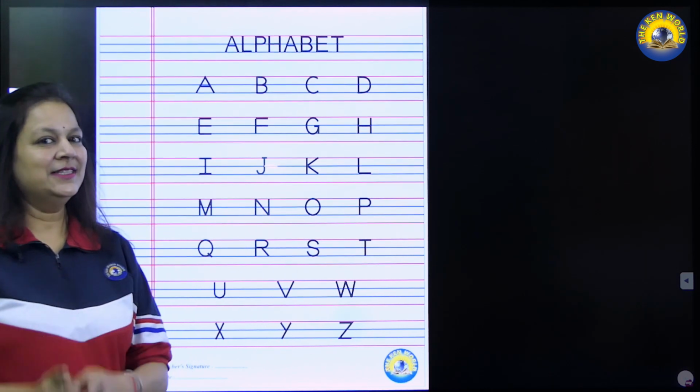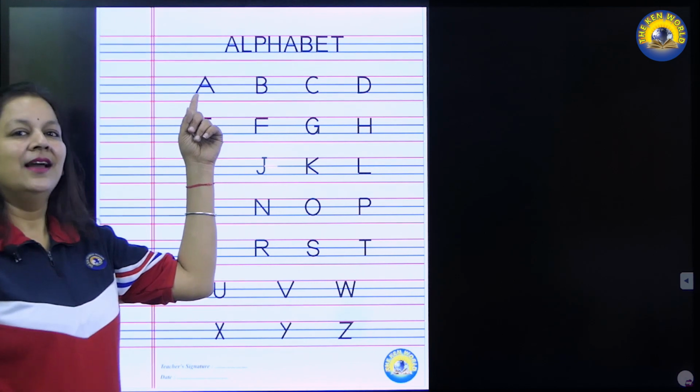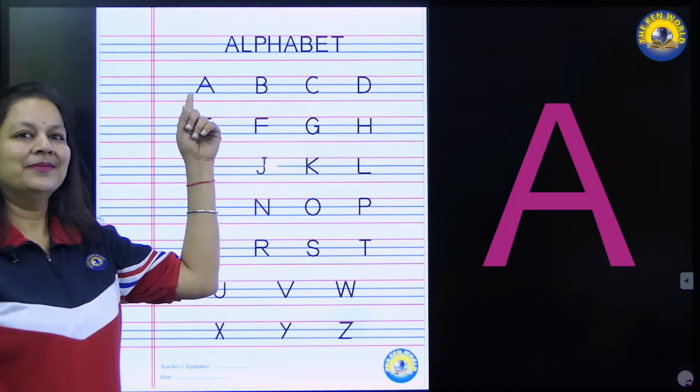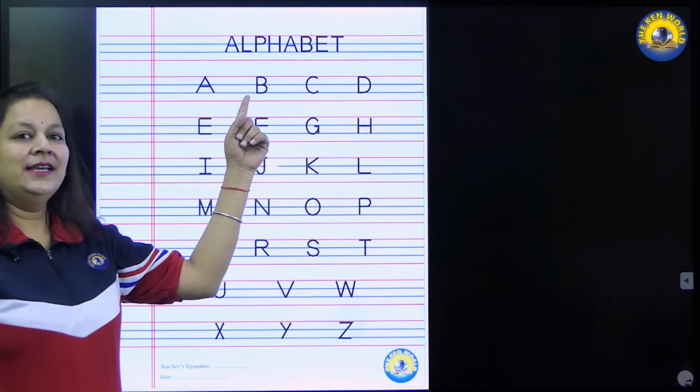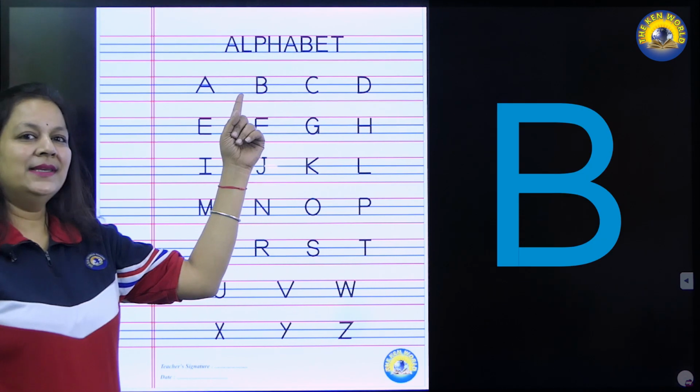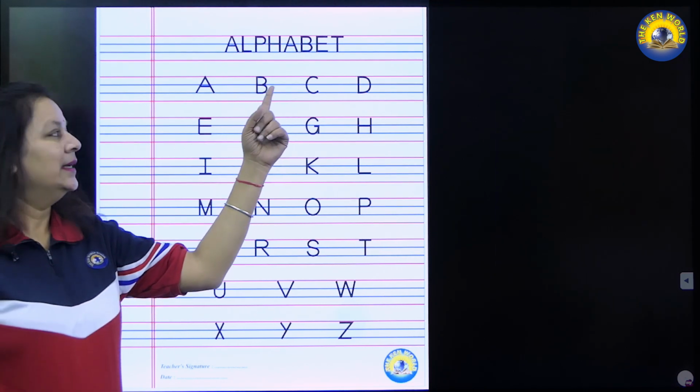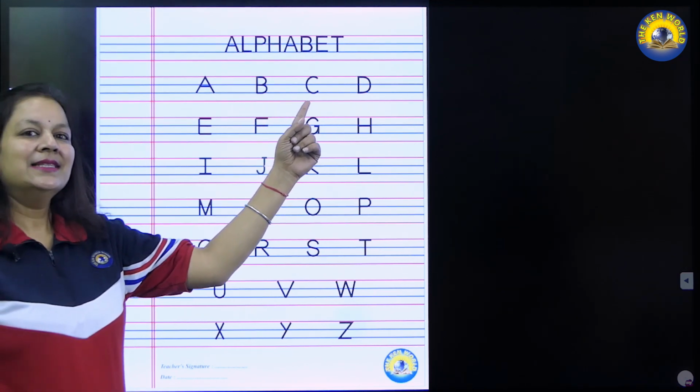The first letter is A. A says A. After A, it's B. B says B. B says B.